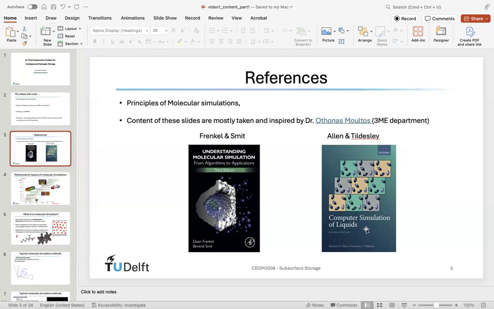And for these lectures, I am mainly taking content from these two textbooks, which are Frenkel and Smith, the third edition, which was released somewhere last year, and then the other book by Allen and Tildesley, the 2017 version, which is the second edition. These two textbooks are basically the Bibles of this field. So these are the main references that I'm going to use for these lectures.